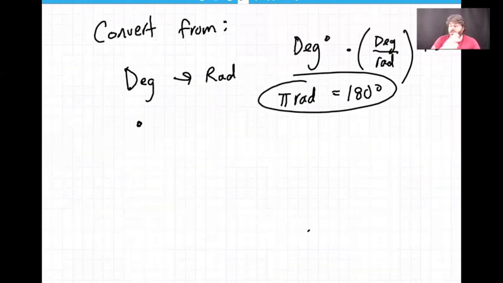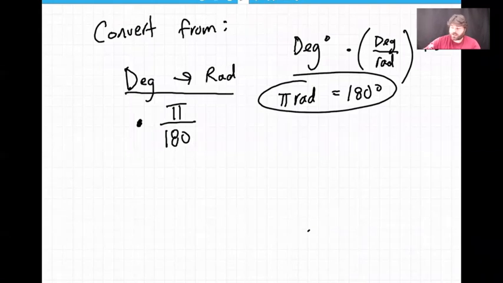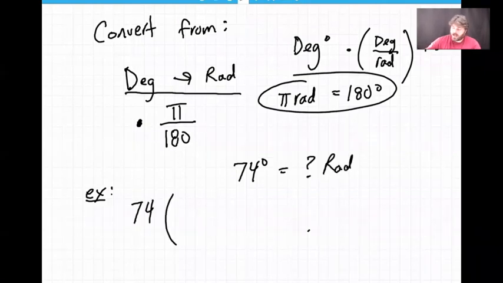So here we go. If we're in degrees, we want degrees to cancel. So that means we want to put the degrees on bottom and the radians on top. So all you've got to do from degrees to radians is multiply by pi over 180. So let's look at an example. Let's say it says 74 degrees equals how many radians? Well, 74 times pi over 180.